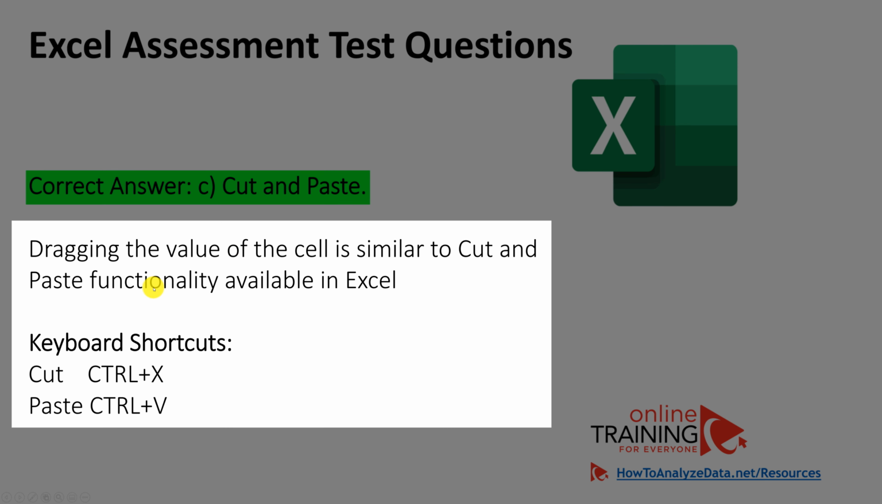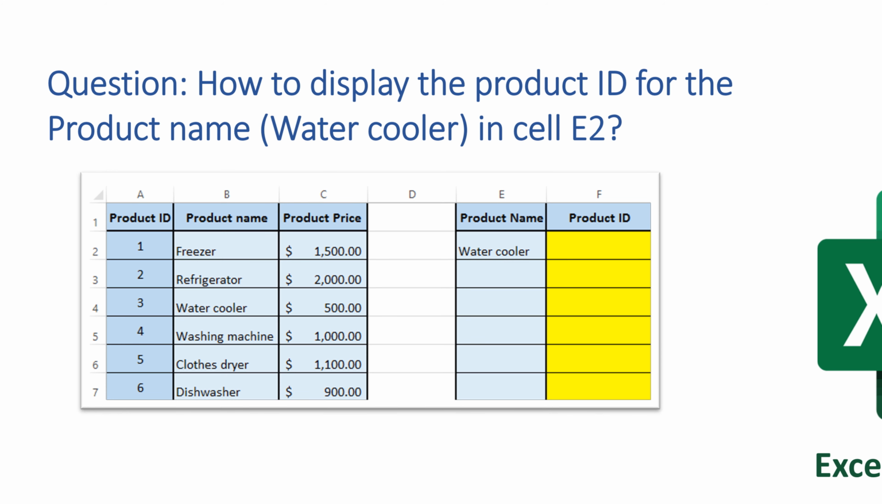Not so long ago, Excel assessment test questions always had VLOOKUP functions in them. Since additional functionality was added into Microsoft Excel, now you are tested for your knowledge of INDEX and MATCH functions, which is a more sophisticated equivalent of VLOOKUP. For example, how to display the product ID for product name water cooler in cell E2.